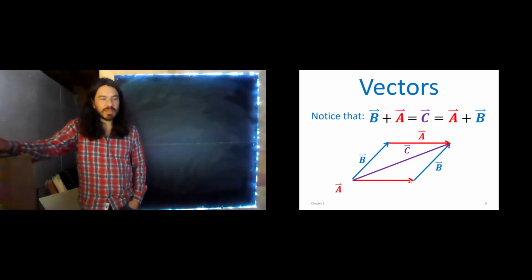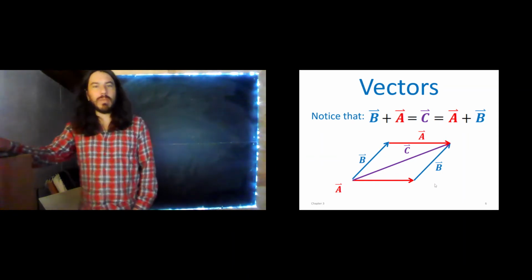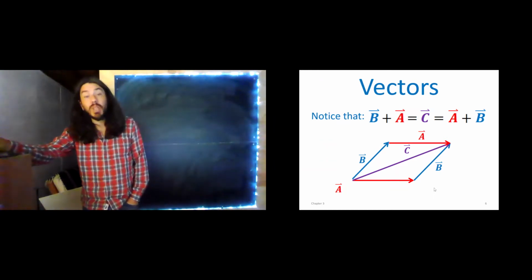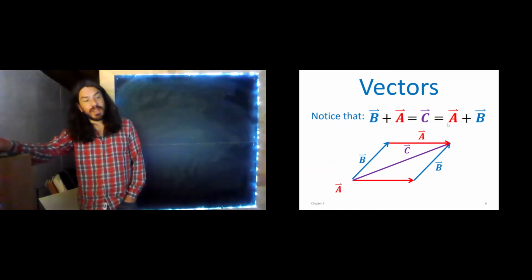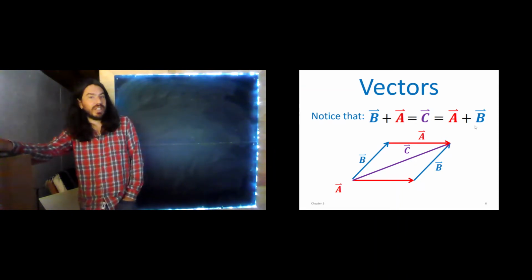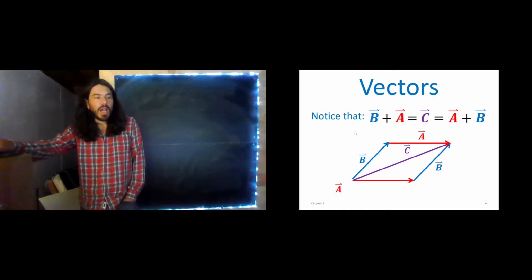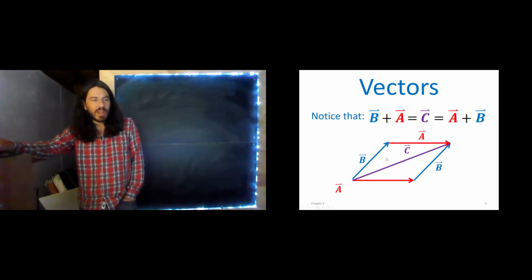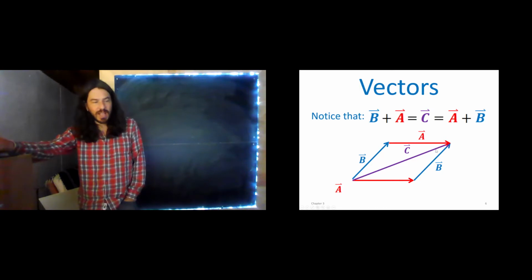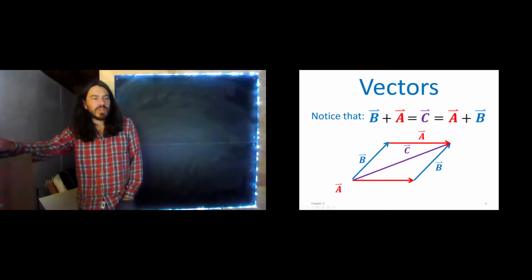Notice that we can add them tip to tail like this, and we get the same resultant as if we add them tip to tail like this. This is not a word you need to memorize, but in math, we say that these commute. If B plus A is the same as A plus B, then vector addition is commutative. Notice that we get the same thing whether we call B the first vector or A the first vector. We still add them tip to tail, and we still come up with the resultant C. We know that C points in this direction and not the opposite direction, because it always goes from the tail of the first vector to the tip of the second vector.